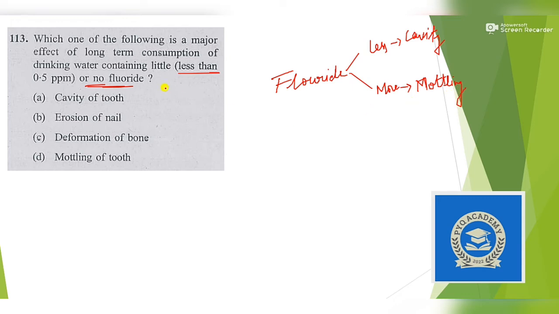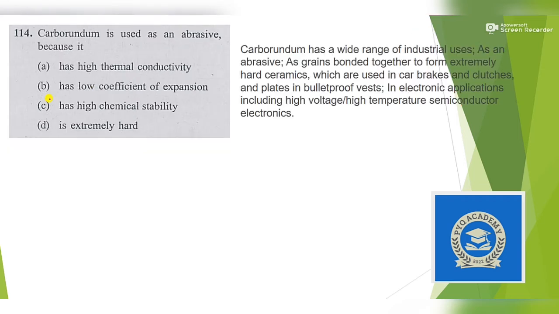So here the question was concerned with less use of fluoride. So answer is option E. That's why you must have heard that Pepsodent and all the toothpaste brands advertise that their toothpaste has fluoride content, which can stop cavity of tooth. Okay, so answer is option A.